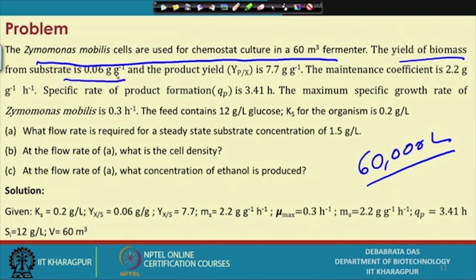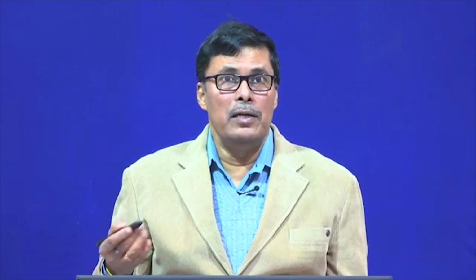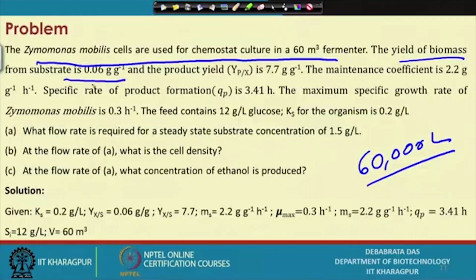We know that organisms under anaerobic conditions produce alcohol. Am I right? And under anaerobic conditions the cell yield is very low as compared to the aerobic process. In the aerobic process the cell yield is always very high. That is why you see this is 0.06 gram of cells per gram of substrate consumed. The product yield is 7.7 gram per gram. The maintenance coefficient is 2.2 gram per liter hour.